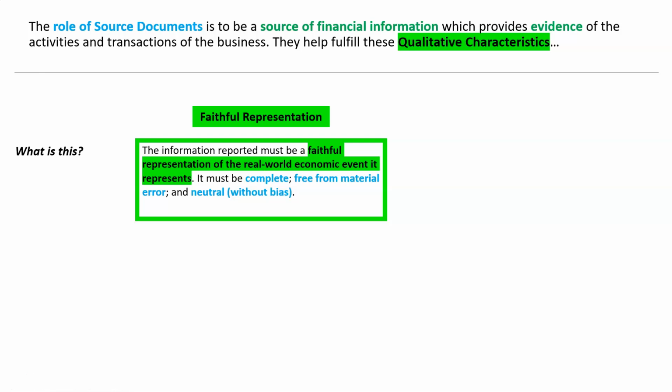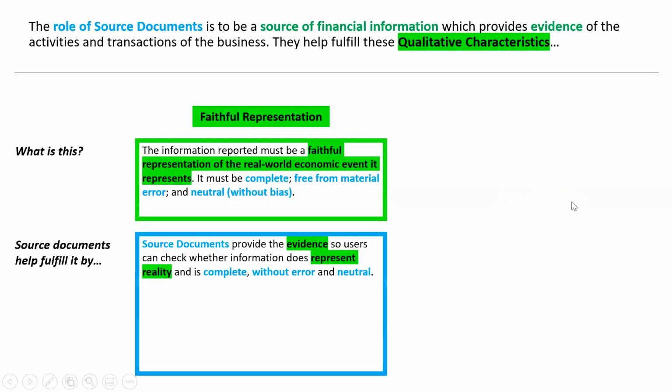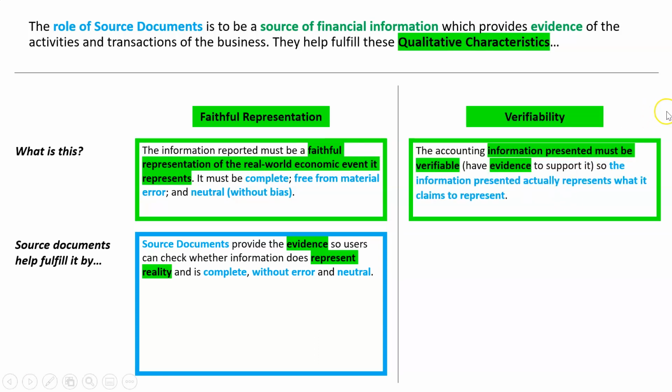What is this? Well, going back to the start of the course, we said faithful representation means that information must be a faithful representation of the real-world economic event it represents. Basically, it's saying all your information's got to be complete, free from material error, and neutral without bias. What's that got to do with source documents? Well, source documents are the evidence that users can check so that the information presented by, say, a business like Apple actually does represent reality. There will be a document for every single transaction, and that way we know our information is complete, without error, and neutral.